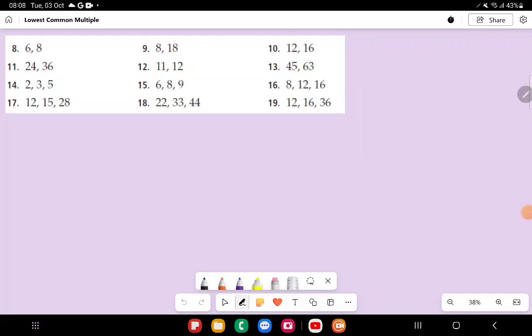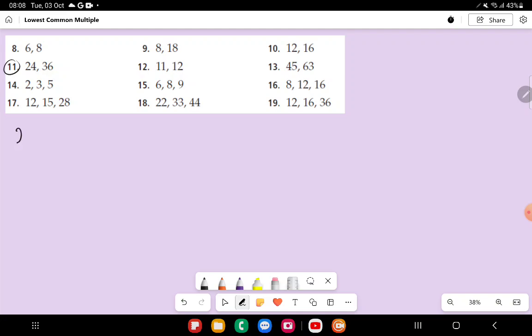The lowest common multiple. Just like the highest common factor, there are two ways of finding the lowest common multiple. There's the list method and there's the prime factorization method. I'm going to show you the list method, but in your exams, you need to use the prime factorization method. So when we list, let's choose question 11.